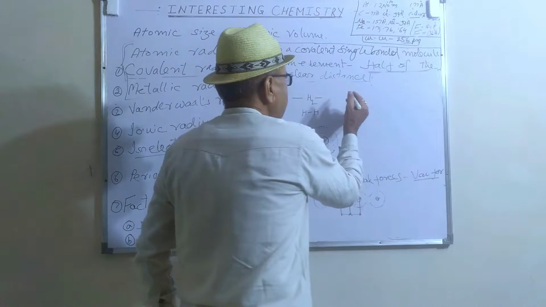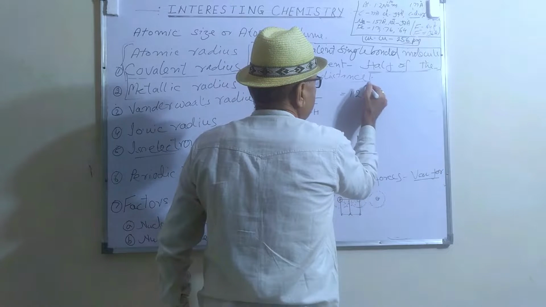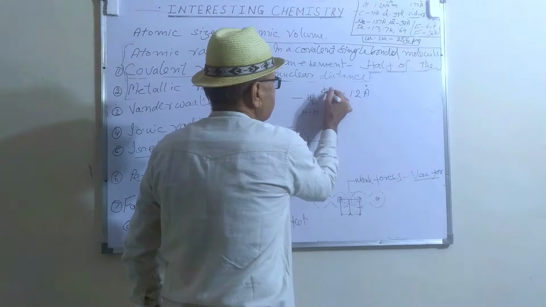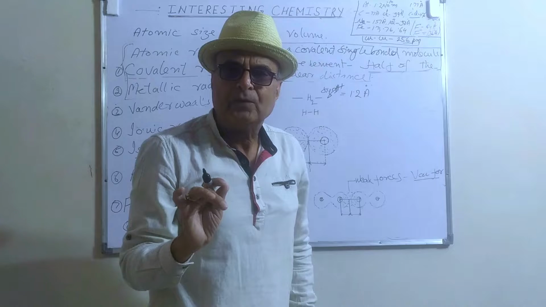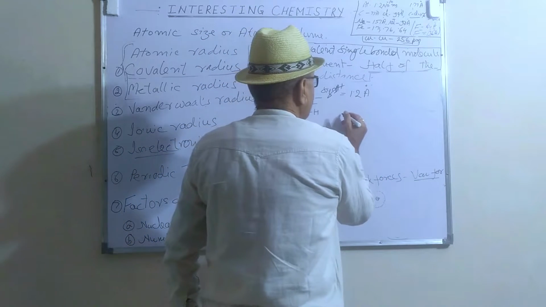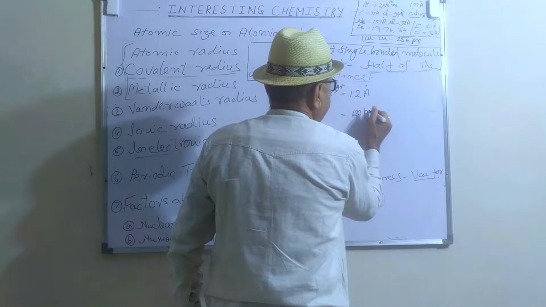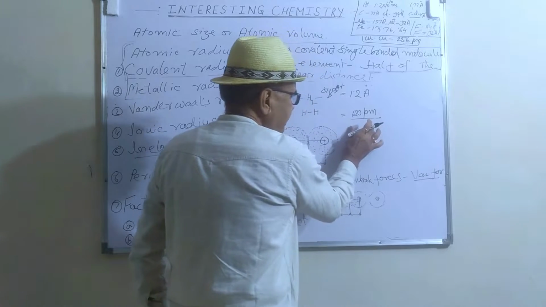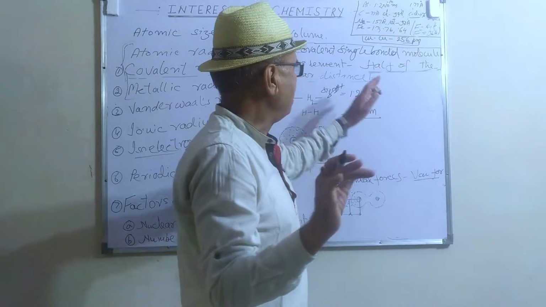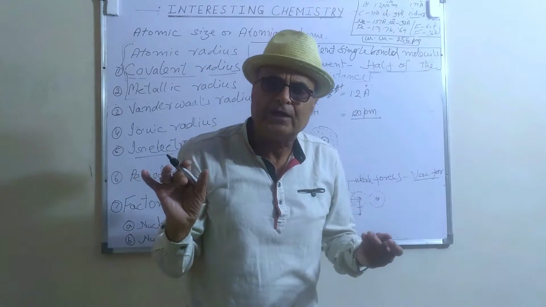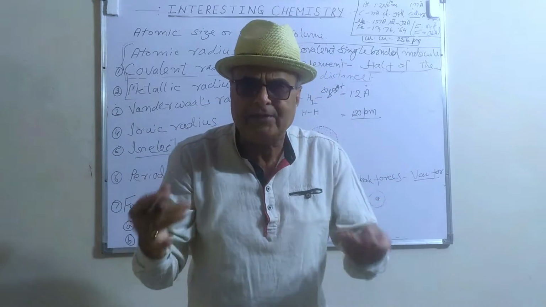As you know, the size of an atom is 1.2 angstrom. Sometimes you will find the size of an atom in your book as 120 picometer. 120 picometer, it is 1.2 angstrom. So I want to remove your confusion about this unit of the atomic size or the atomic radius or the bond length.